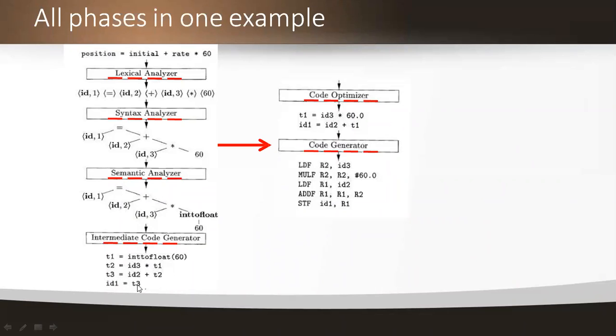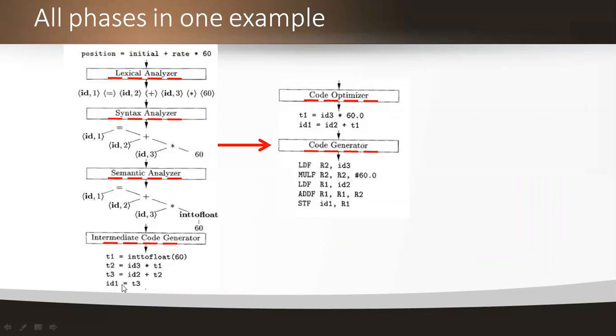I am assigning this to check whether what we represented is in the correct format or not. Correct format in the sense that, after doing the reverse engineering, the output we get should be the source string in the form of ID1 is equal to ID2 plus ID3 into 60.